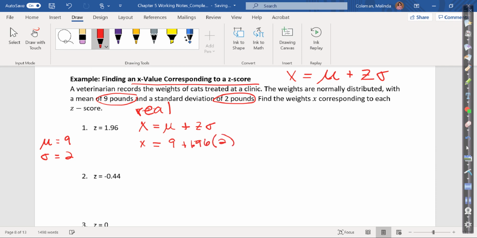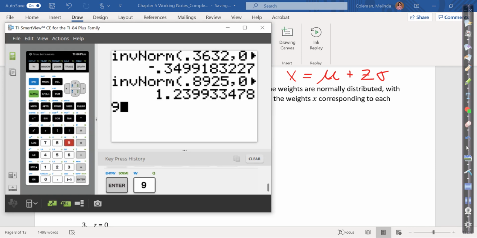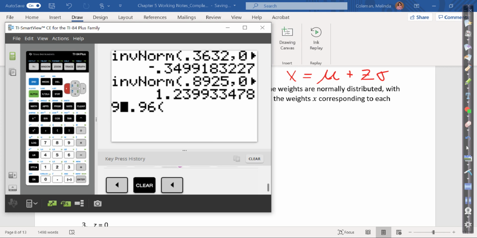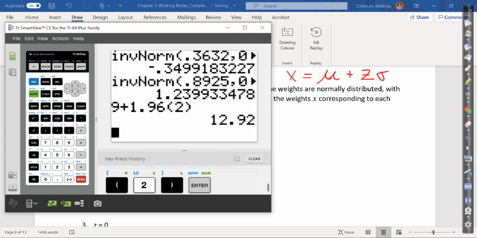If you use your calculator, you can type it in just like you see it. So 9 plus 1.96 times 2 for the standard deviation. Hit enter. And I get 12.92.